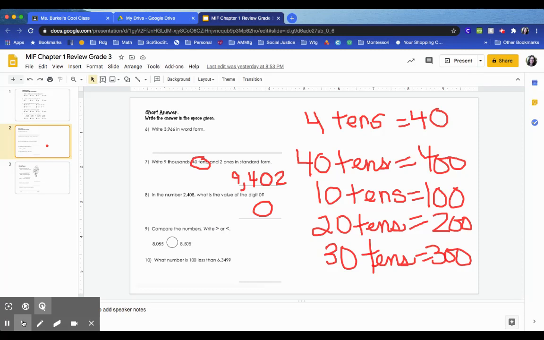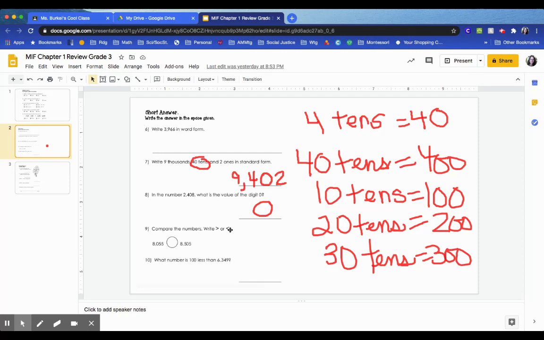Number 9, compare the numbers. Write greater than or less than symbols in place. So for number 9, you're going to look at the 2 digits in the front, in the thousands place, and they're the same. Okay, now I'm going to look at the hundreds place. 0, and this is the digit 5. So now I can think, okay, which one is greater? And I'm going to use a symbol to have the Pac-Man eat the bigger number.